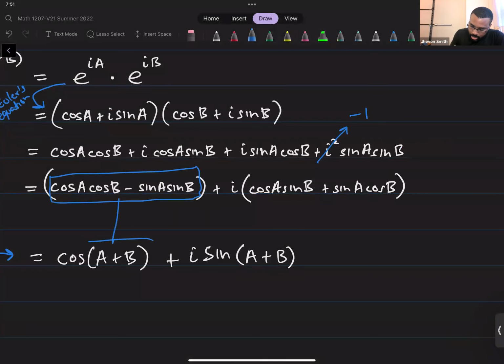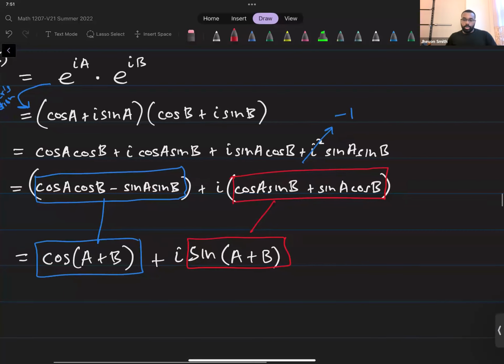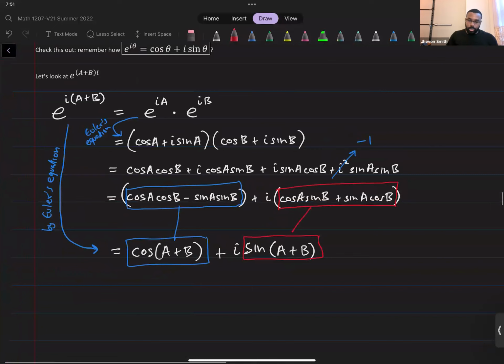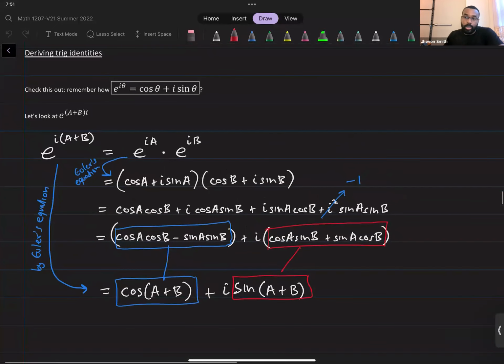That is this, and that is that. So through some very simple calculations, using Euler's equation, which we know by series, we can actually figure out some addition formula trig identities, which is very, very cool.